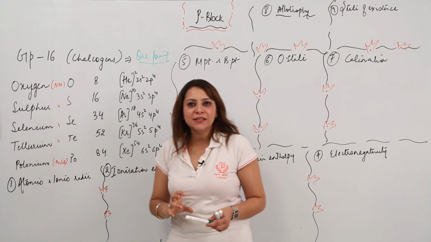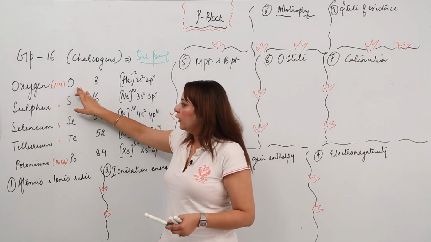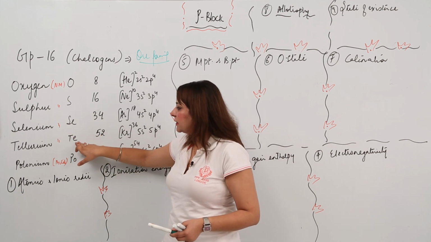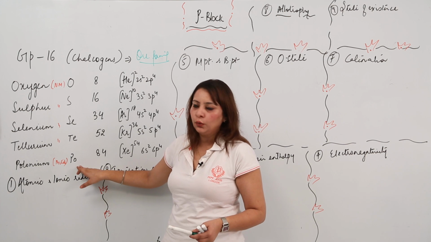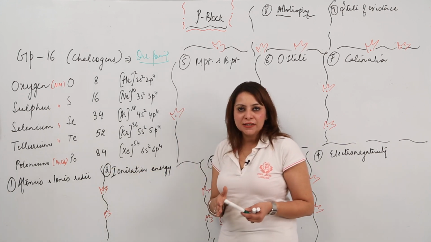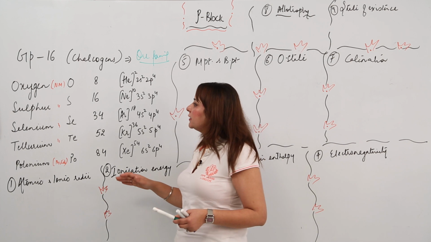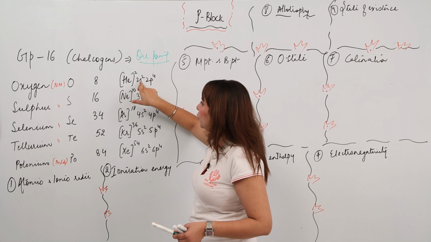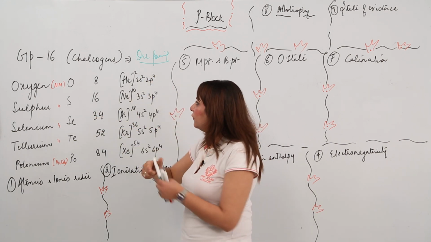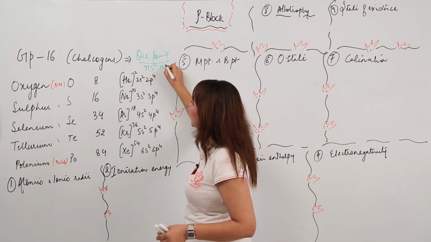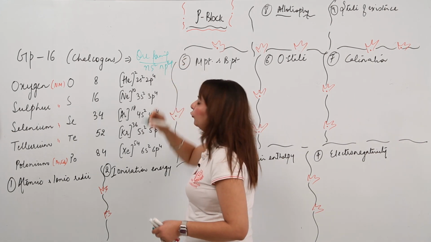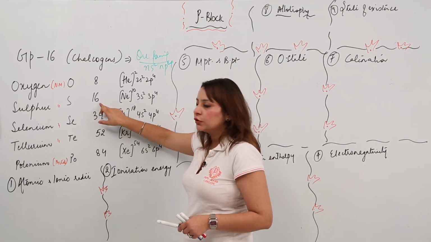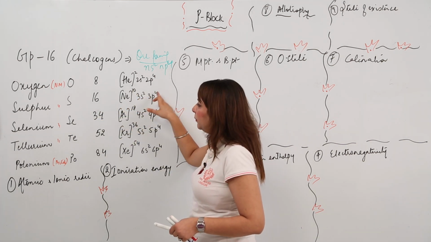As far as symbols are concerned, oxygen is denoted by O, sulphur as S, selenium as Se, tellurium as Te and polonium as Po. Now starting with the first property, that is the electronic configuration. Oxygen's atomic number is 8, so its configuration is helium 2, 2s2, 2p4. The general electronic configuration is obviously ns2, np4, because they have 6 electrons in the outermost shell. Sulphur is 16, so it is neon 10, 3s2, 3p4.